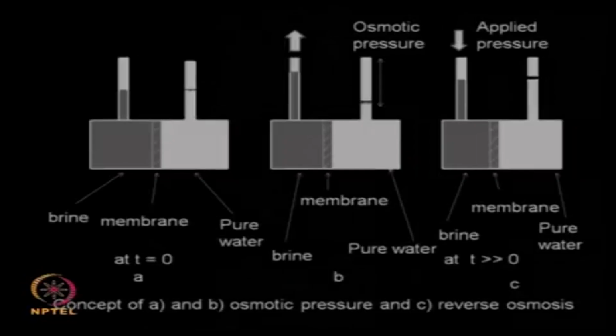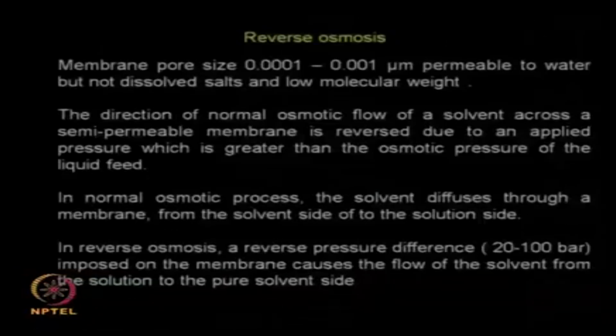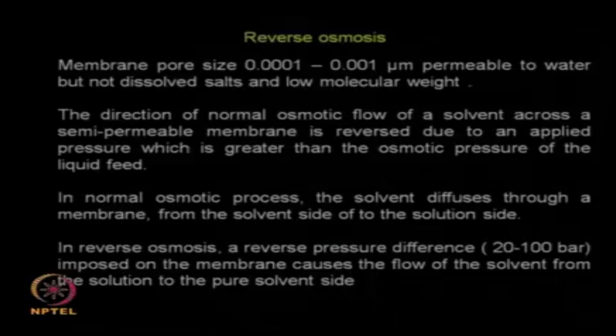Okay, now let us go back to our old RO system. In reverse osmosis the pore sizes are very small. You can see the size is 0.0001 micron. So generally it permeates only water. It does not allow salts and low molecular weight material to permeate through.